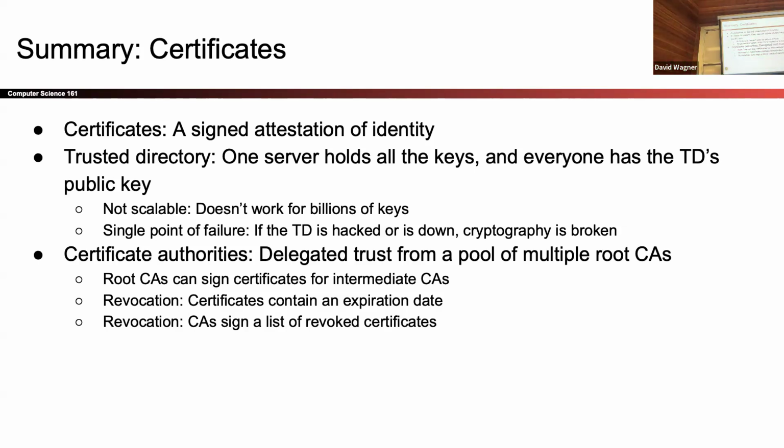What about a discrepancy between two different root CAs? Maybe one says Bob's public key is X and the other says Bob's public key is Y. Oh, what do we do if there are two root certificate authorities, and one says Bob's public key is X, one says Bob's public key is Y? In practice, that doesn't happen.